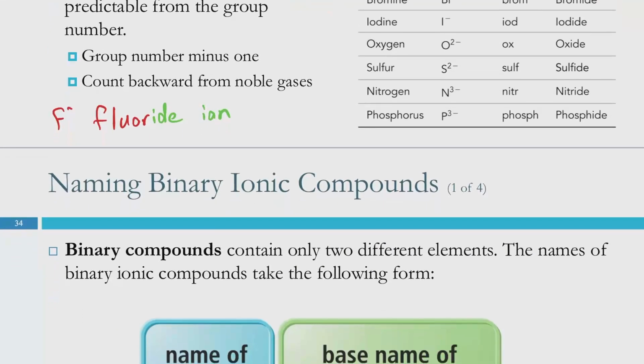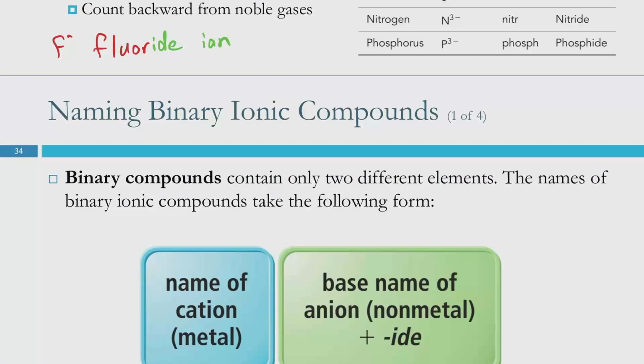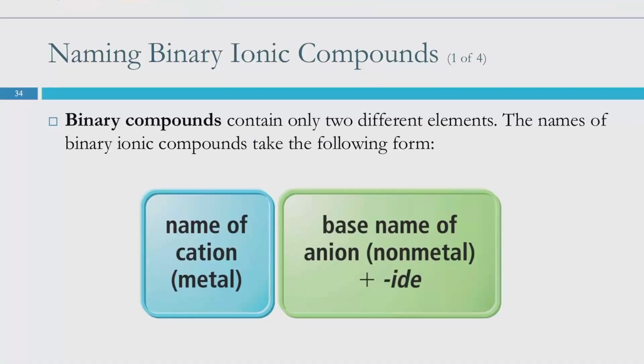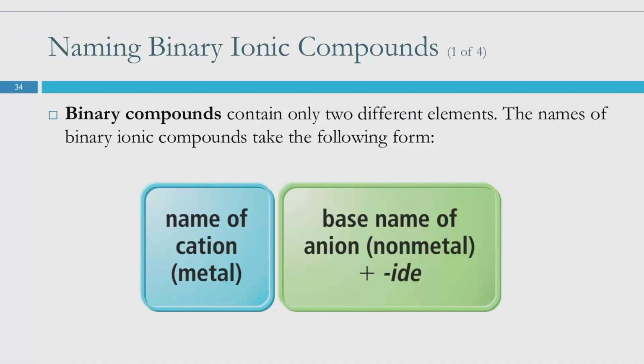So when we're naming binary ionic compounds, binary meaning we've got two things, the binary compounds have two different elements in them. The naming is actually quite simple once you've got the names of the cation and the anion, you just combine them together. For our cation, our metal, it's just the name of the metal. Then you take the base name of the anion, you change the ending to "ide", because it's a negatively charged ion, and you plop it in there. You just put them next to each other, boom, that's your name.